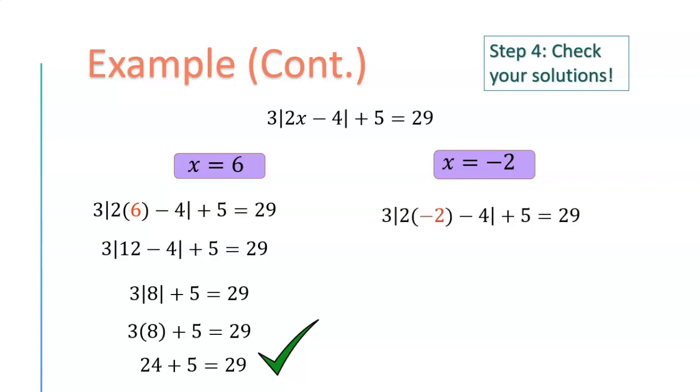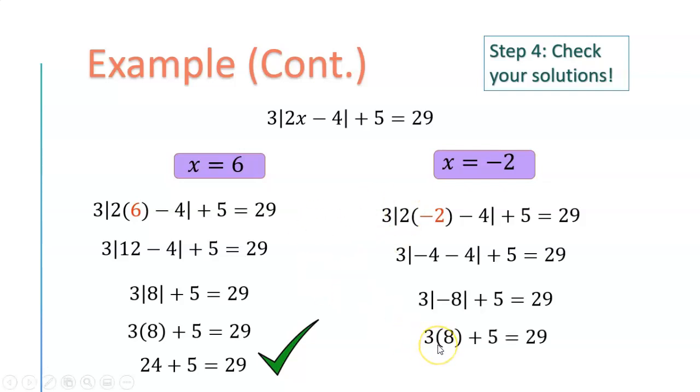Now I'm going to substitute x equals negative 2. I substitute negative 2 where the x was in the original problem. Again, I need to simplify what's inside the absolute value symbols first. So 2 times negative 2 gave me negative 4. Negative 4 minus 4 is negative 8. Now that I have negative 8 in the absolute value symbol, I can take the absolute value of it. The absolute value of negative 8 is 8 because it is 8 spaces away from 0. And then I can continue my problem. 3 times 8 is 24, and 24 plus 5 does equal 29.